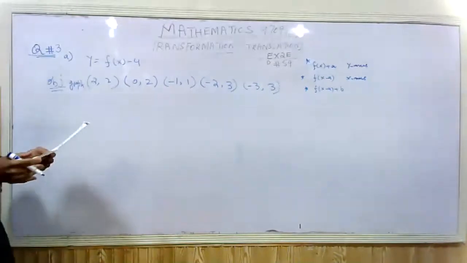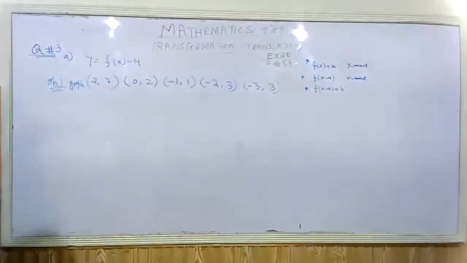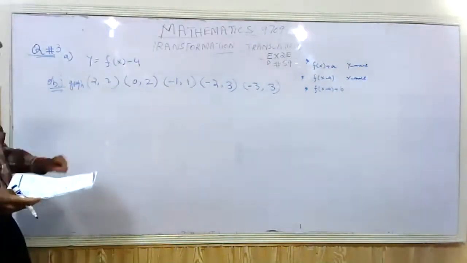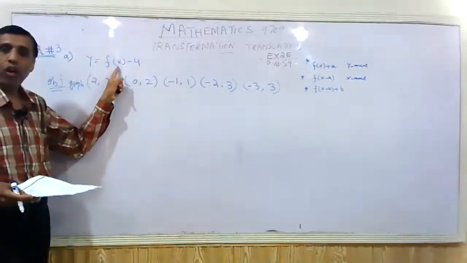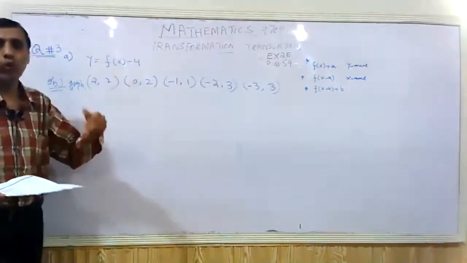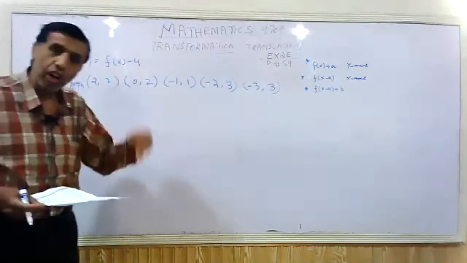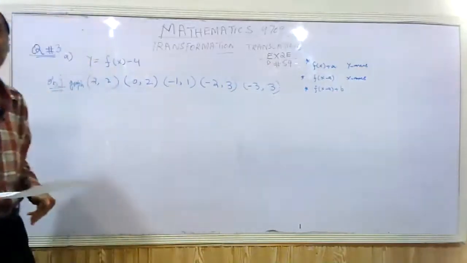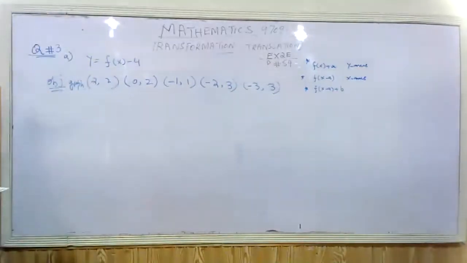Now we have to move our coordinates regarding this law. The first law stands for f of x minus 4. You have to move down 4 units. If you move down 4 units, the new coordinates will be 2, minus 2.